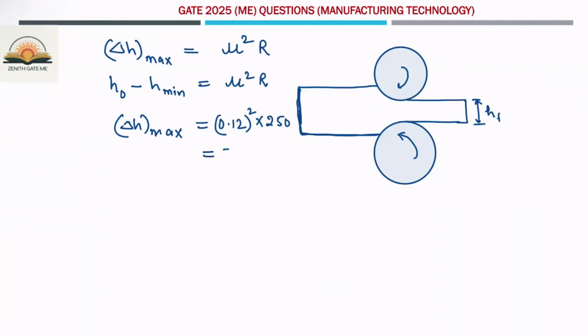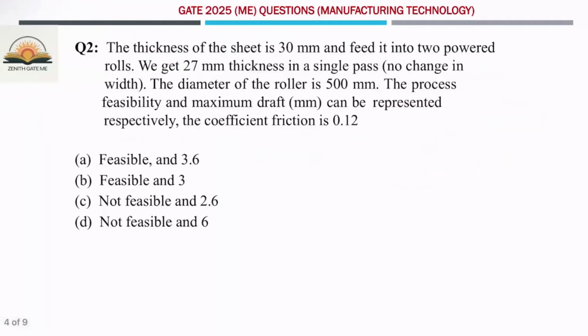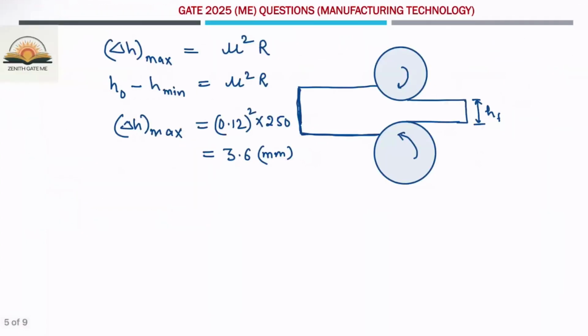So once you solve, you will get 3.6 mm. That means the maximum draft possible in a single pass operation is 3.6 mm. So this process is feasible and the maximum draft you have to calculate is nothing but 3.6 mm, and the process is feasible. So option A will be the correct answer. Choice A is the correct answer.